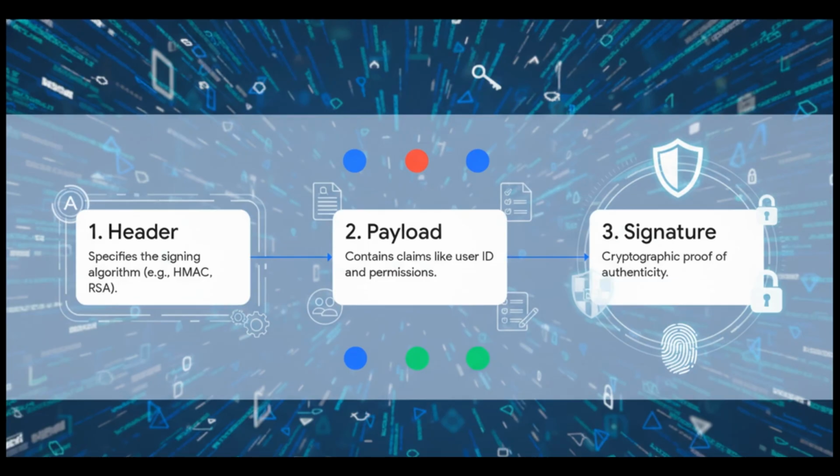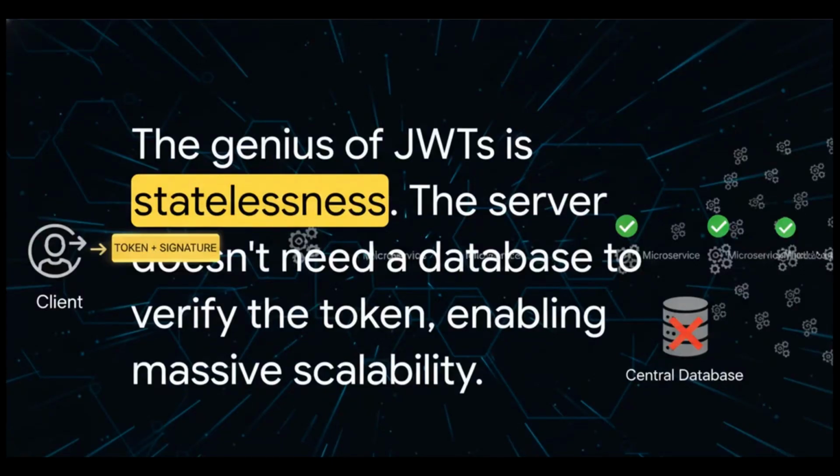And finally, you have the signature, which is the really critical cryptographic part that proves the token is legit and nobody's messed with it. Now this right here, this was the genius of JWTs, statelessness. Because a server could verify that signature cryptographically without ever having to check a database, any service could validate a token all by itself. I mean, this was a total game changer for microservice architectures. It just let them scale like crazy.